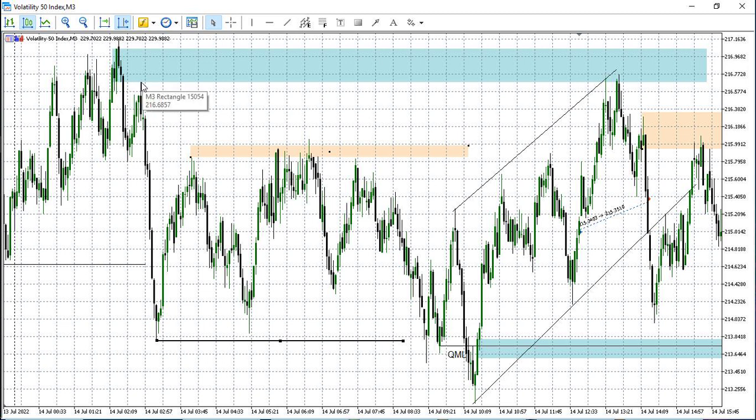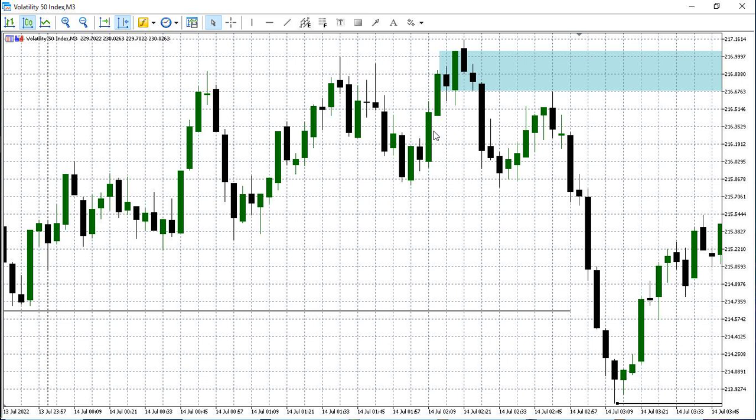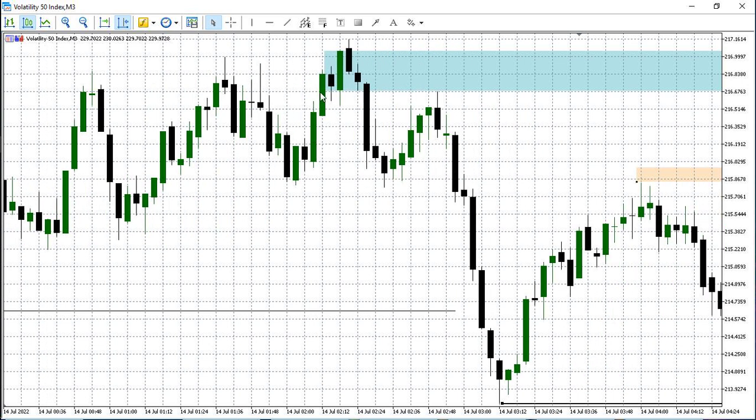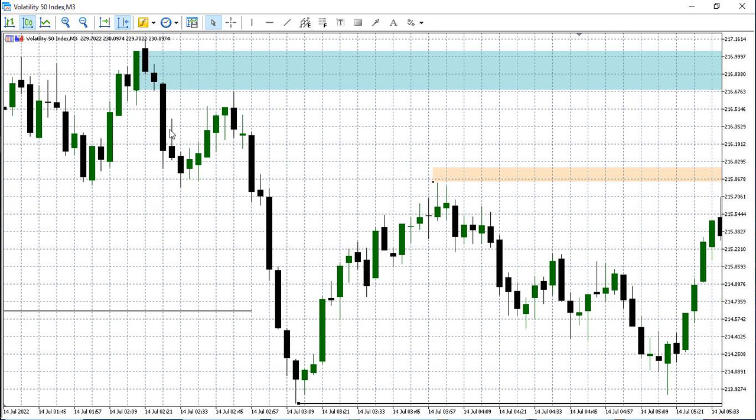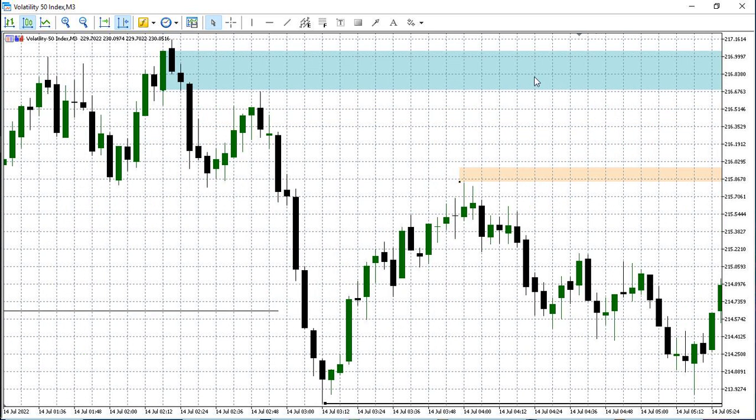This here did not tap into it. It was inducement. Like if I zoom in, you'll see it did not actually tap in our point of interest right there, that other block right here. Most traders call it supply, whatever you want to call it. So this here we are looking at is an inducement, right? It failed to tap into that area of supply.